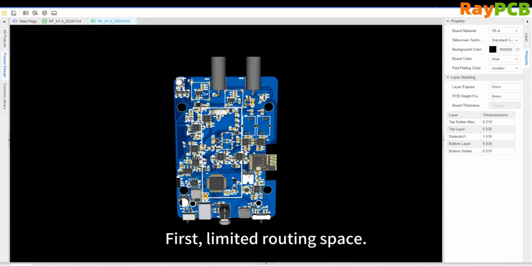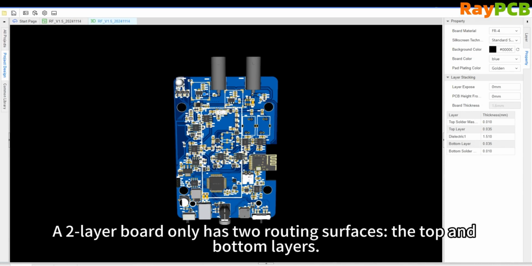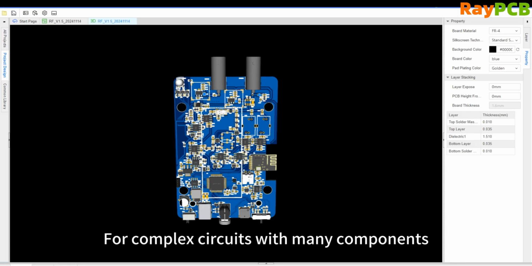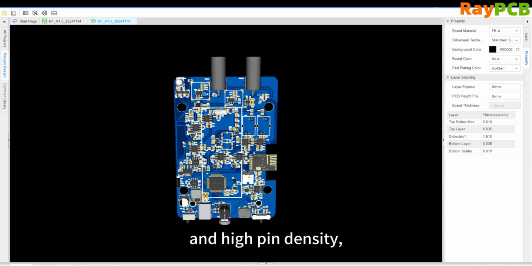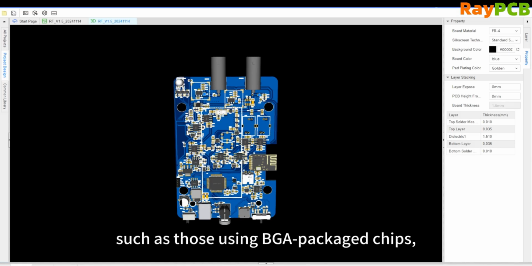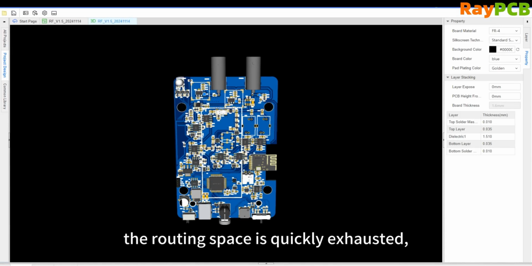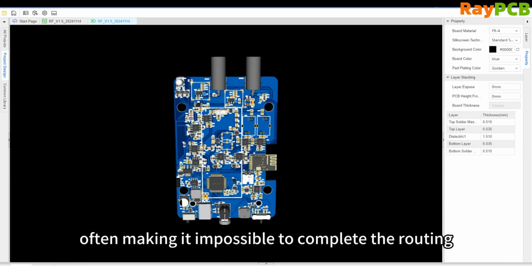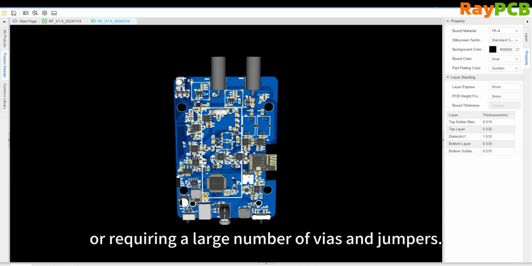First, limited routing space. Double-layer boards only have a top and bottom component side. For complex circuits with a large number of components and high pin density, such as chips using BGA packages, the routing space is quickly exhausted. This often results in an inability to lay copper traces or requires a large number of vias and jumpers.